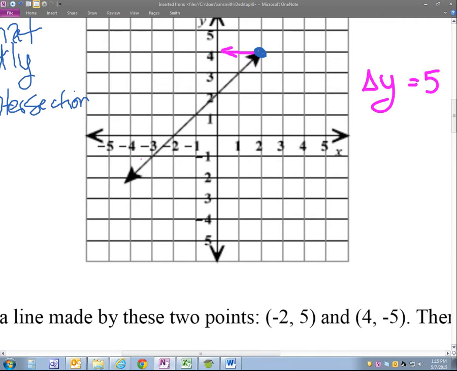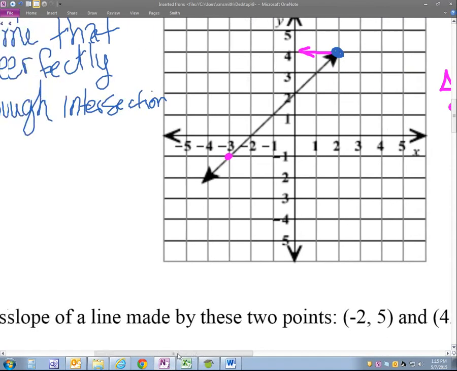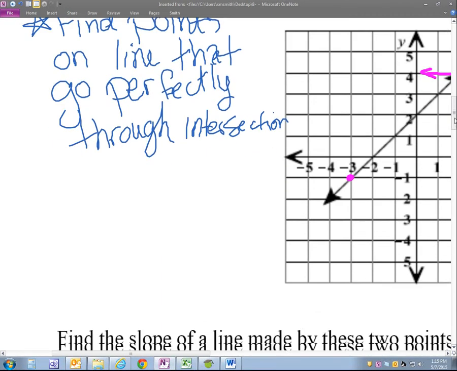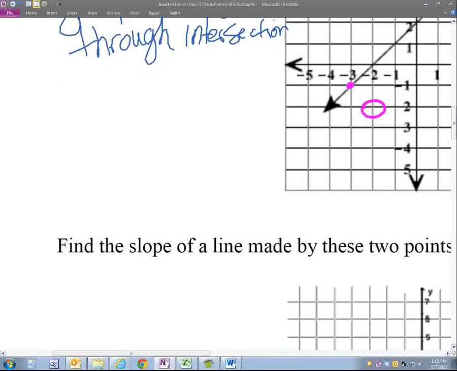Okay. We need to pick 2 points, as it says right here: find points on the line that go perfectly through an intersection. Here's an intersection right here. Does the line go through it? No. Here's another intersection. Does the line go through it? No. We wanted to choose a spot on the line where it goes through an intersection point, and this one does.